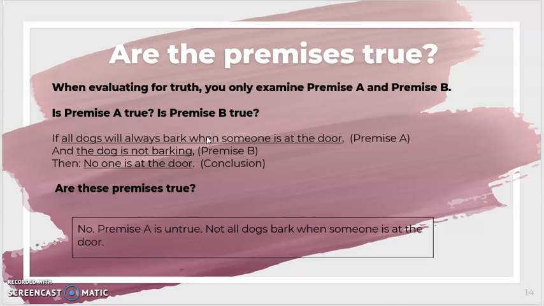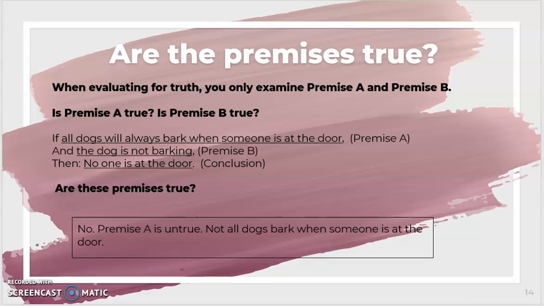But we're going to move on to the premises. The first question is the same if-then argument. The question now is, are the premises true? So we're asking about premise A and premise B, and we have to ask ourselves, are both of these true premises? The answer, obviously, is no, because all dogs do not always bark when someone is at the door. It is theoretically possible that you could have a dog that doesn't bark. So premise A is not true, which essentially means that this argument, while the logic is valid, the premises are not true.